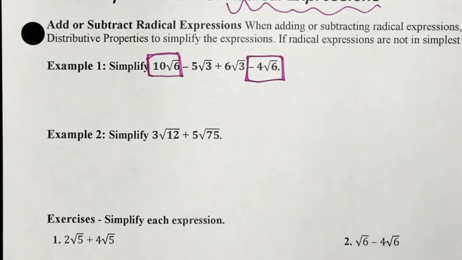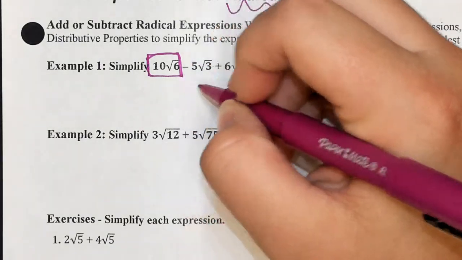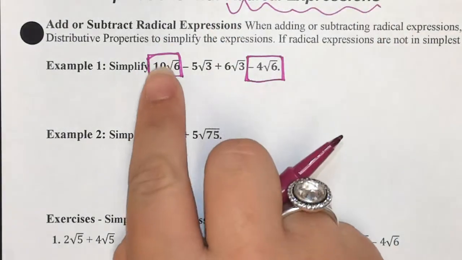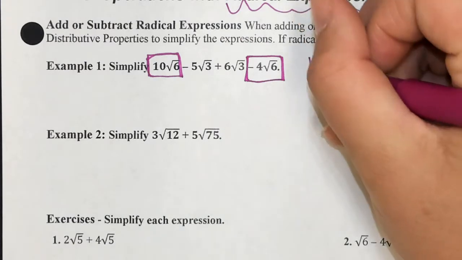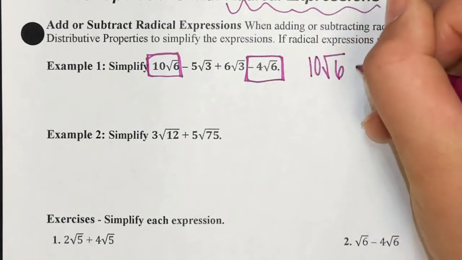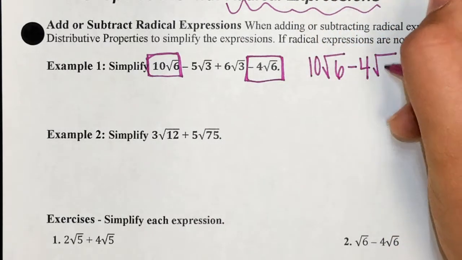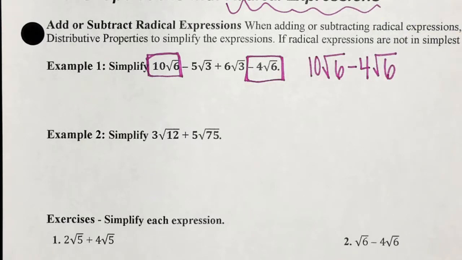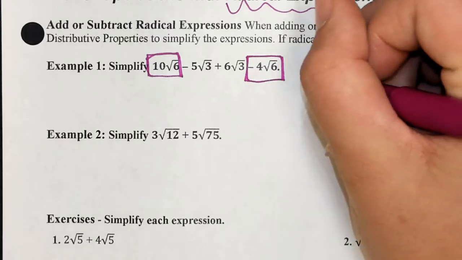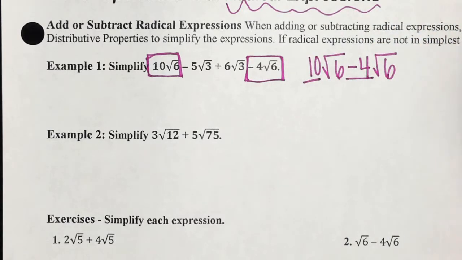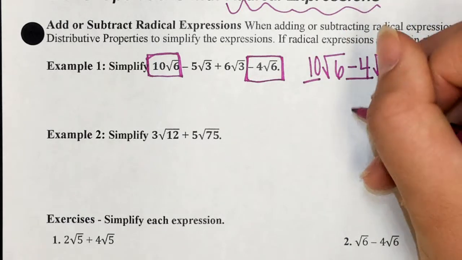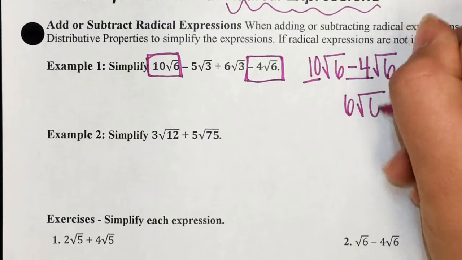When you're adding or subtracting, it's kind of like combining like terms. You can only combine the radicals that are the same. You can only subtract the radicals that are the same. So we can combine these 2 by using the first number. So we have 10 square root of 6 minus 4 square root of 6. 10 minus 4 is 6, so these 2 combine to make 6 square root of 6.